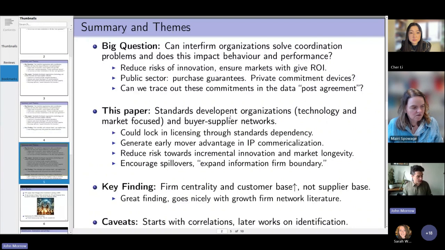Okay, so the caveats I'll get into quickly here. My main issue, I guess, is that the paper starts with correlations, and I'd like to push you a little bit more on identification at the end there. You had an IV strategy. In particular, I'd like to see that moved up earlier in the paper and say, look, this is our strong identification idea.